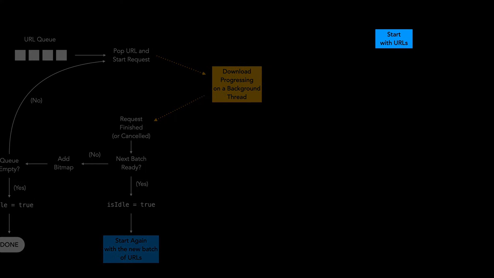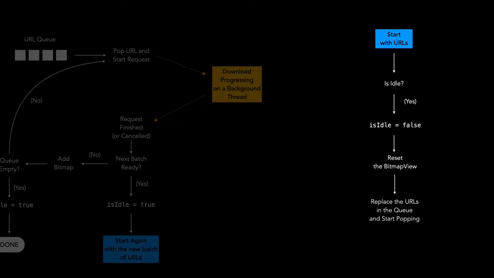That start method is also run when the user navigates to a different product. So, before we do anything, we need to check if any requests are working. If the loader is idle, we proceed normally, resetting the bitmap view and populating the queue. But if there is some request working in the background, we set the next batch and cancel that request.